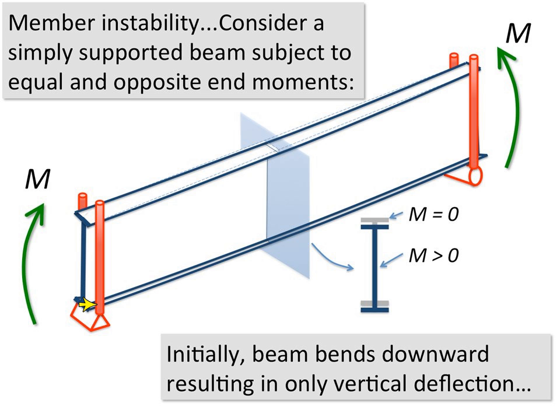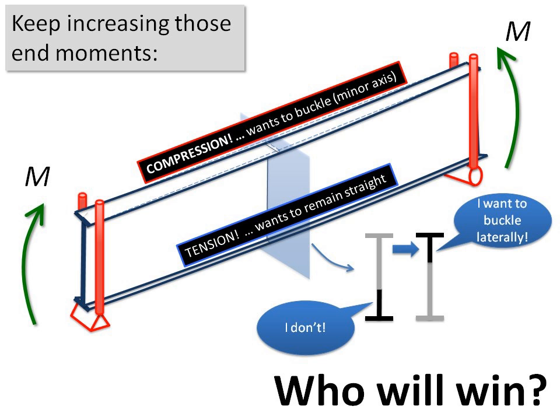It's simply supported. So as we apply this moment at each end, initially that beam is going to bend downward, and we'd get some vertical deflection. In the diagram I'm showing here is a cross section, and with no moment on there, the beam would be up here, and we put some major axis bending moment on it, and the beam in the center would come down. All right, so that wouldn't be too bad. But things get a little bit more interesting as we keep increasing those moments.